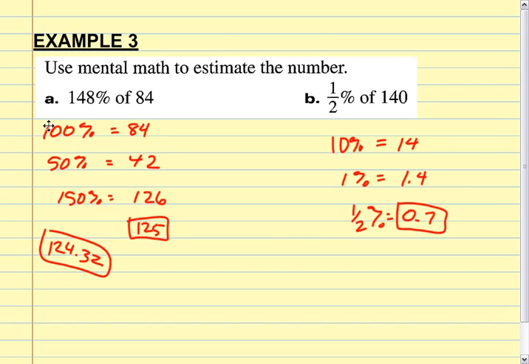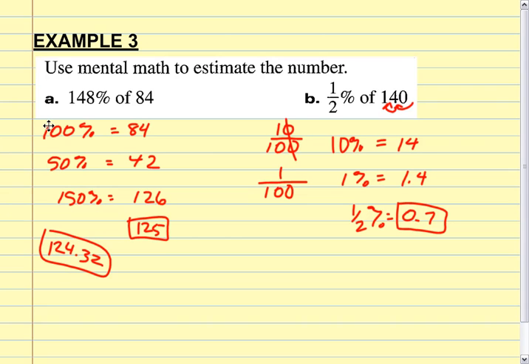When I divide by 10, I move the decimal point one place, right? 10% is the same thing as 1/10, isn't it? Okay? 1% is the same as 1/100. That means I move it two places, 1.4.